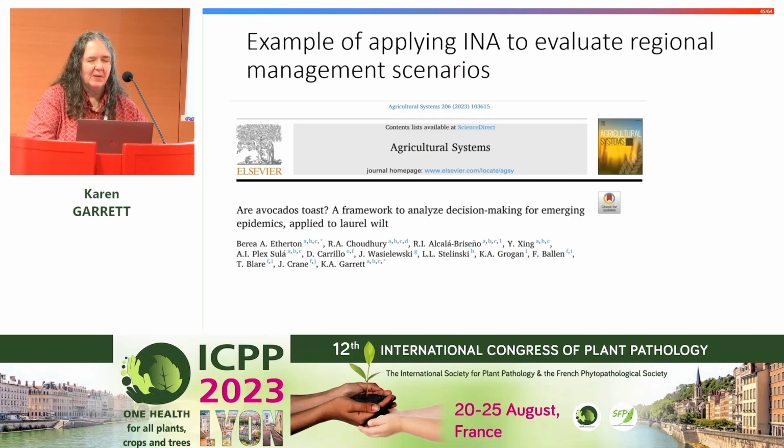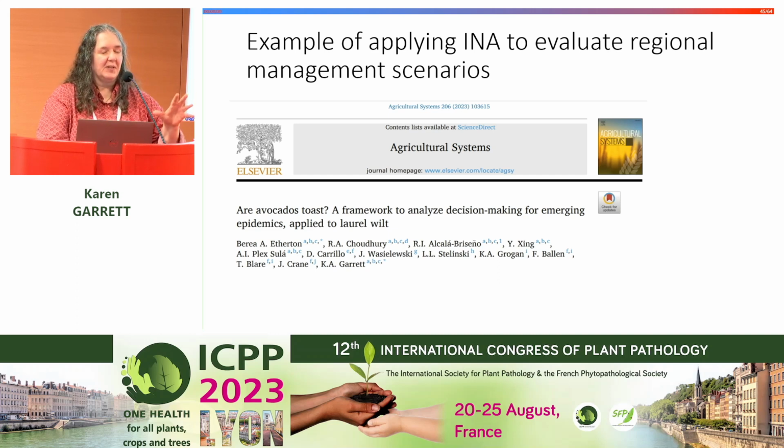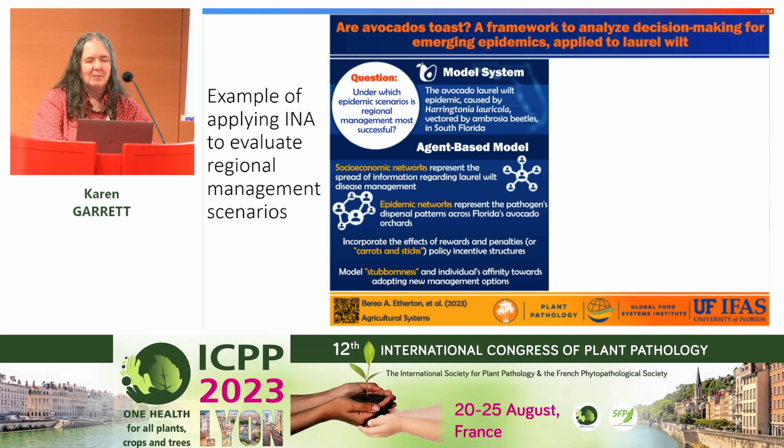And then another example of applying the impact network analysis, looking at the socioeconomic layer and the biophysical layer, is this paper about avocado systems looking at laurel wilt. I have to admit it's not so much a seed issue here as just a general epidemic issue, but it illustrates some of what people have to deal with at a regional scale. So in this paper, looking at the question, under which epidemic scenarios is regional management most successful? And using this sort of model I just showed of looking at socioeconomic layer, epidemic layer. Then this study incorporates a couple of different policy scenarios, carrots or sticks, whether you're helping people by subsidizing their good management or whether you're penalizing people if they're not implementing good management. It also includes some modeling of how people make these decisions, how stubborn are they versus how quickly do they change what they're doing with new sorts of information.